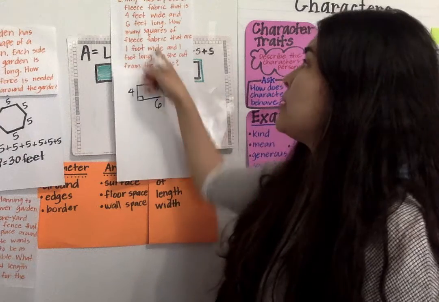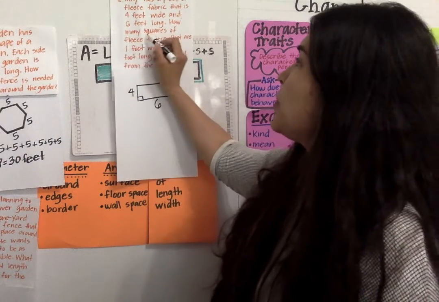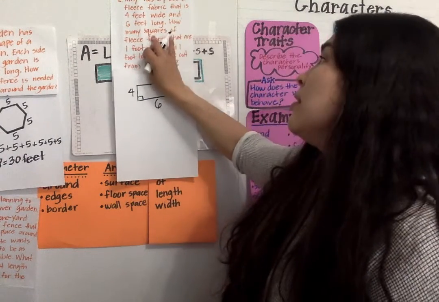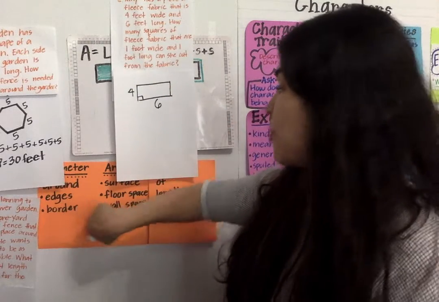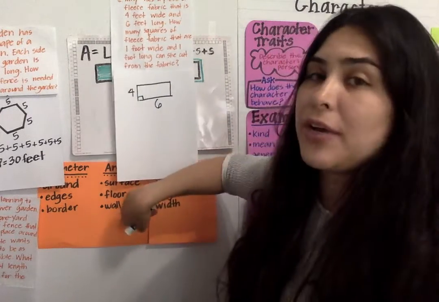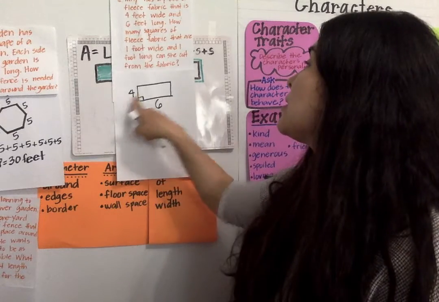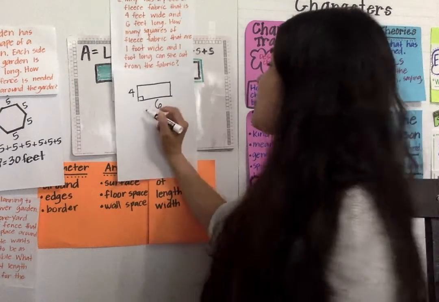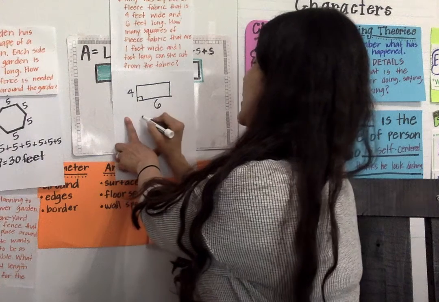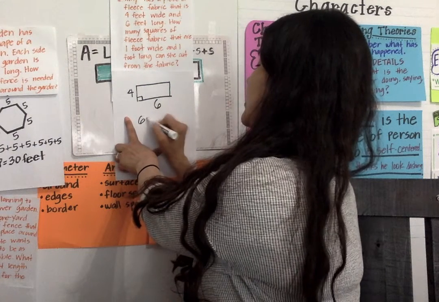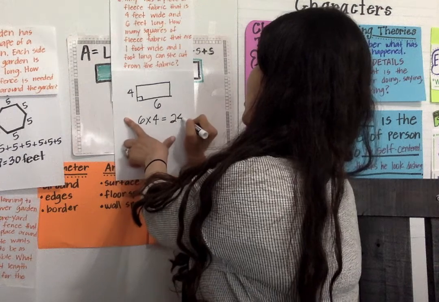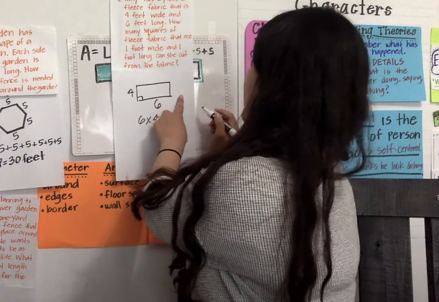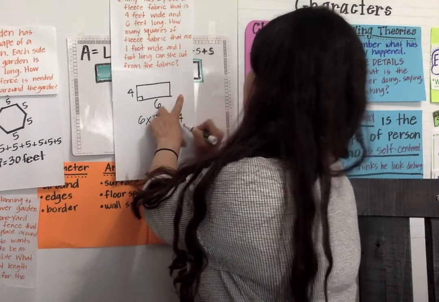If I break this up, say this is 1 foot by 1 foot. How many squares, right? Remember this word, squares, also tells me that I'm working with area. Okay, so 6 times 4, or 4 times 6, is 24 squares.